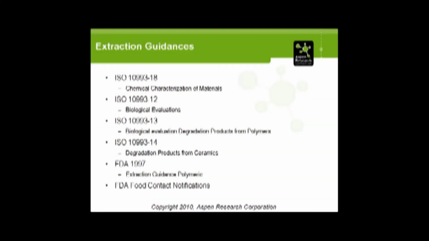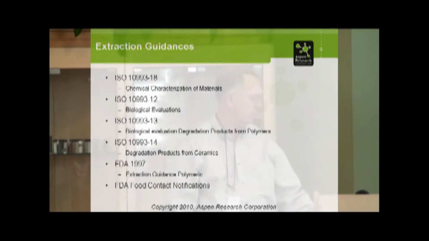There's no prescriptive, absolute, this is how you go about doing these testings. But there are some guidances out there. They're mostly founded in the ISO documents. The 10993 series: 18 is material characterization, 12 is biological evaluation. I'll talk a little more about that. 13 goes more to the polymerics, and 14 to ceramics. We're not going to focus much on ceramics.